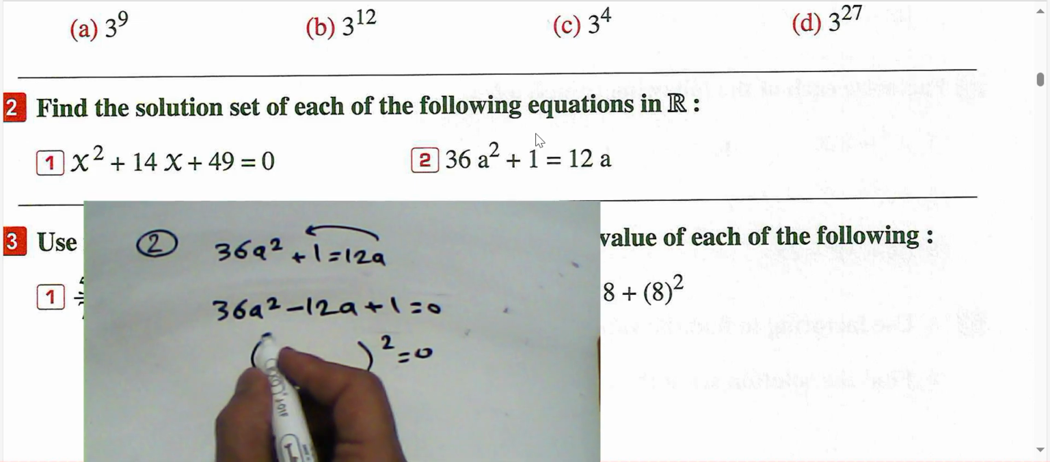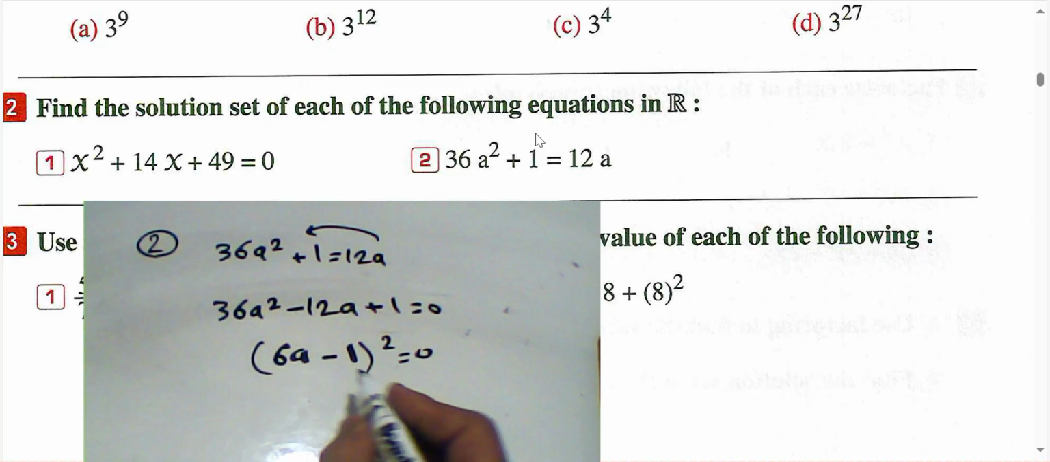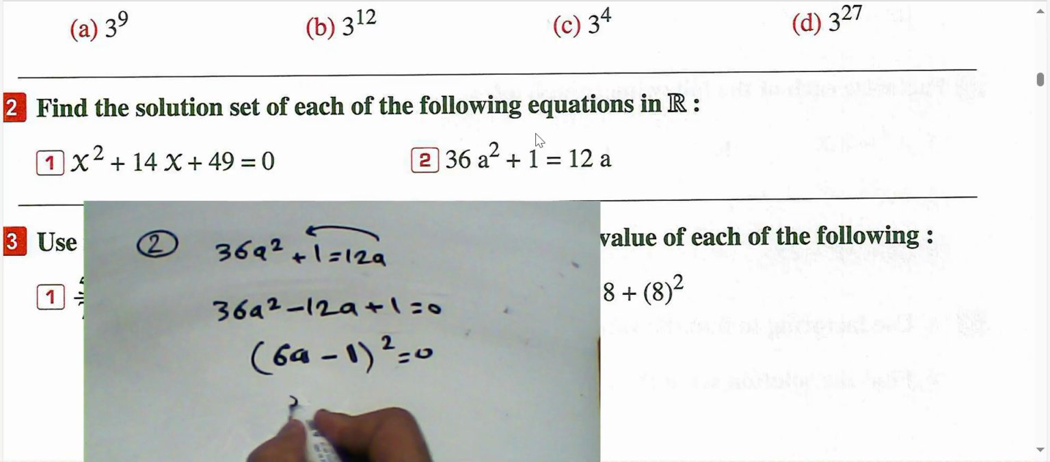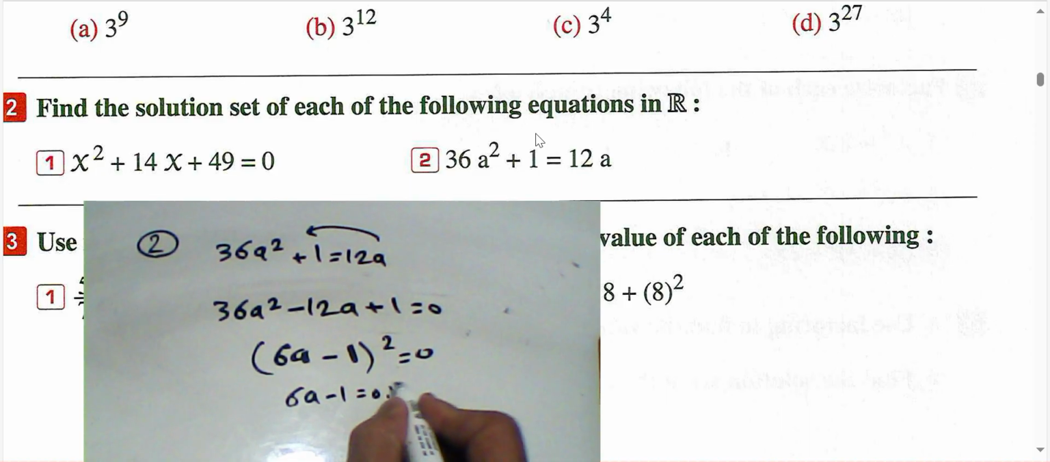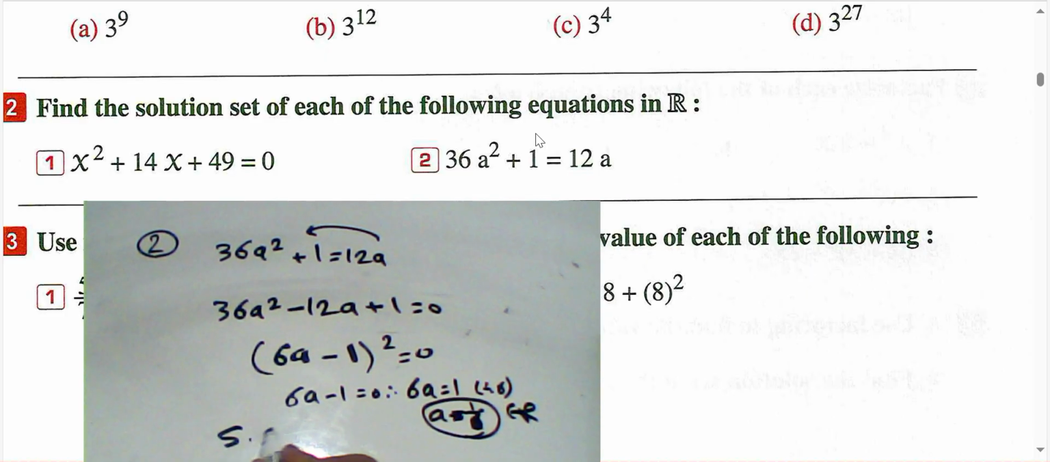We can find the square root of the first, it will be 6a, and the third one, and keep the sign of the middle. Then we can take the square root of the left hand side and right hand side, then 6a minus 1 equals 0. Then 6a will equal 1. We can divide by 6, so the value of a equals 1 over 6. So 1 over 6 belongs to the real numbers, so the solution set will be 1 over 6.